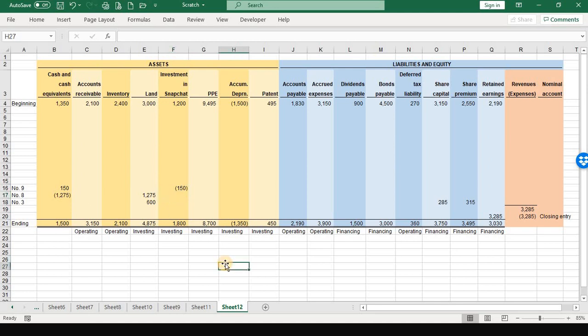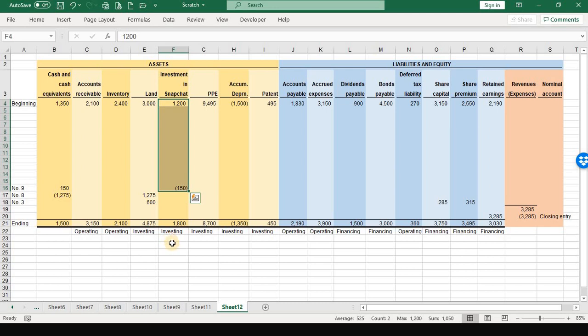Now let's check whether the ending balance is at 1,800. So 1,200 less 150, the sum is 1,050 pesos. However, the ending balance is 1,800. This means that there is another transaction affecting the investment in Snapchat account.